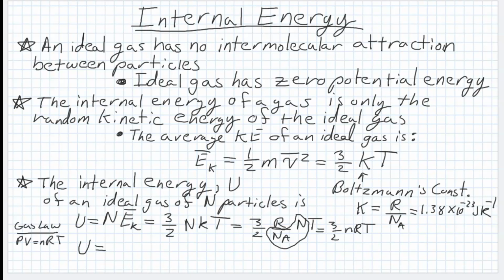And since the gas law tells us pressure times volume is equal to the number of moles times the gas constant times the temperature, which matches what we have here, we can replace nRT with pressure times volume. So we could also find the internal energy of our gas by taking 3/2 times pressure times volume.